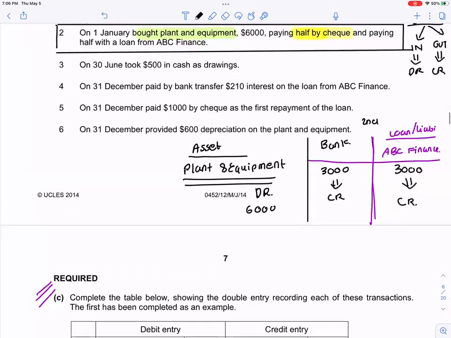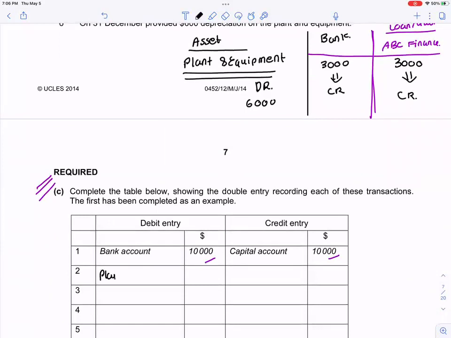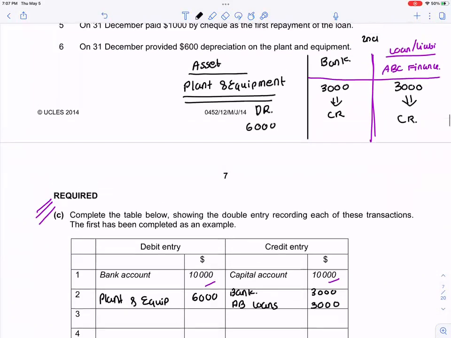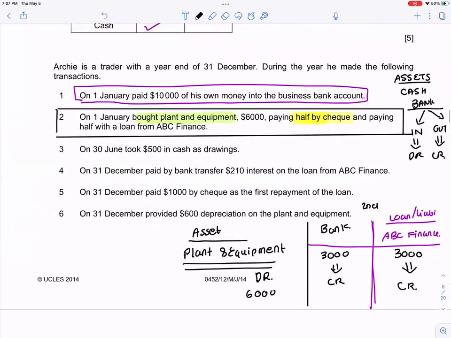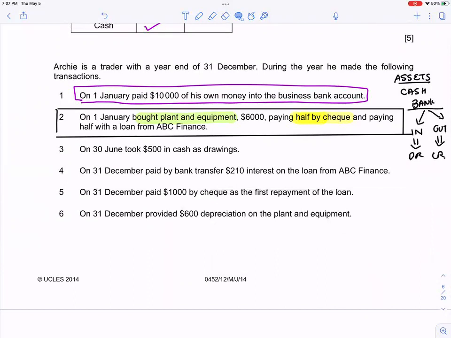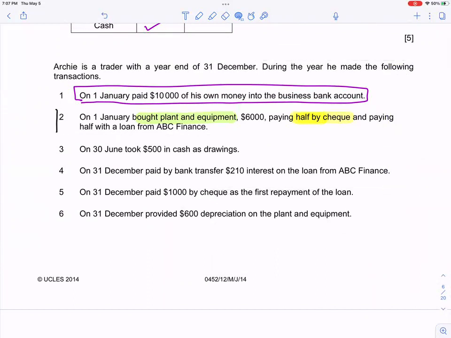Okay. So what is the journal entry? Plant and equipment debit, and bank and ABC loan credit. With me? Yeah. So two rules that we learned today. First, assets, if they are coming in, will be debit. If assets, cash, bank are going out, credit. In, debit. Out, credit.